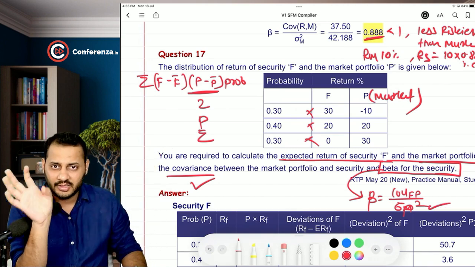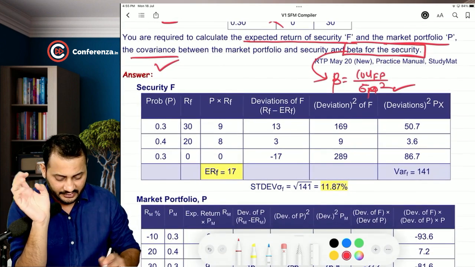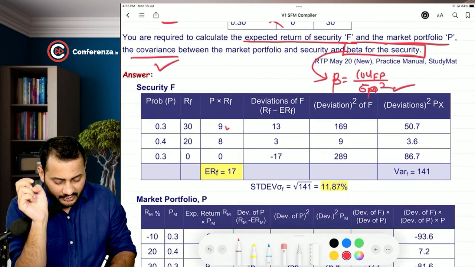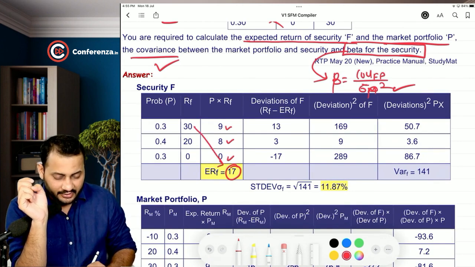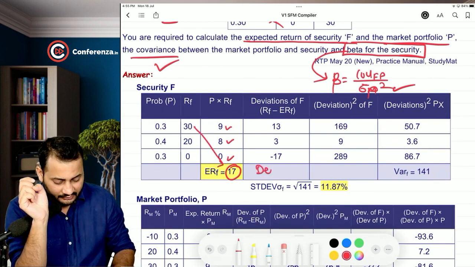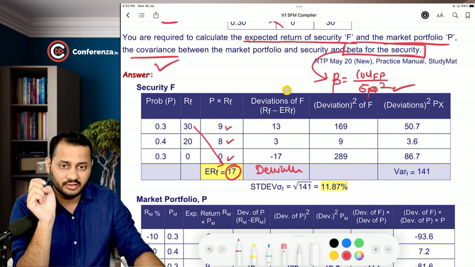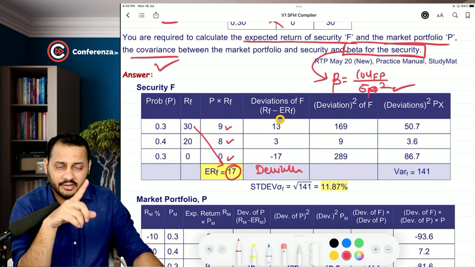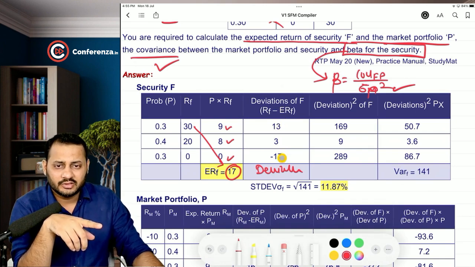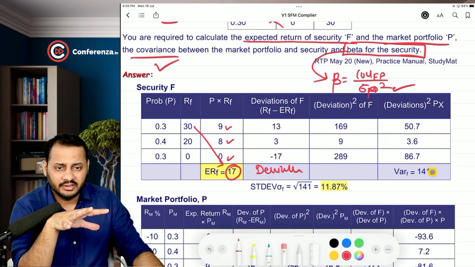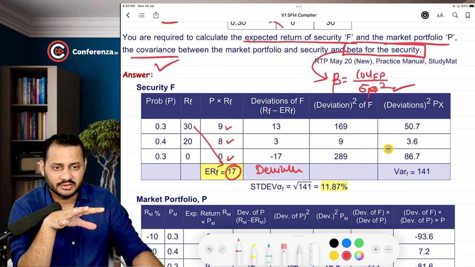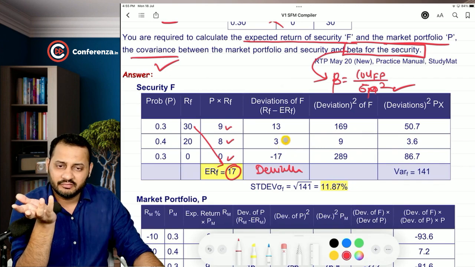So this is all about the calculation part now, which has been left. See, we multiplied with the expected return. This is the expected return, 17. So 13 minus 17, this is the deviation. Okay, this is the deviation of F, right? And I don't think we need anything else. We don't need these columns for now. This is not required as such. So deviation of F is enough.